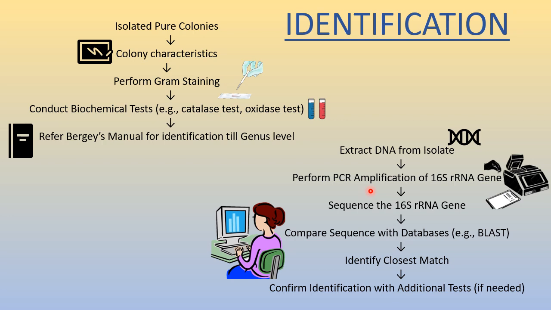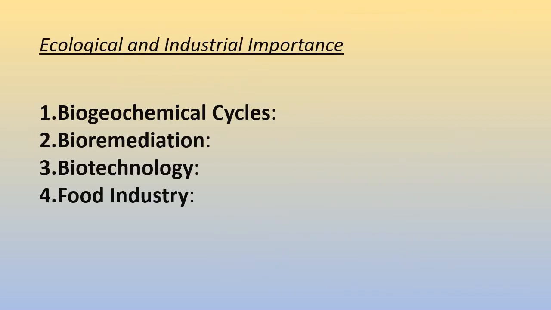You sequence the 16S rRNA gene, and then you compare the sequence with a database, for example using BLAST. Then you identify the closest match, and you confirm the identification with additional tests if required. If you get a match of 95% to 99%, it is okay, you can go with it. So that was about identification.